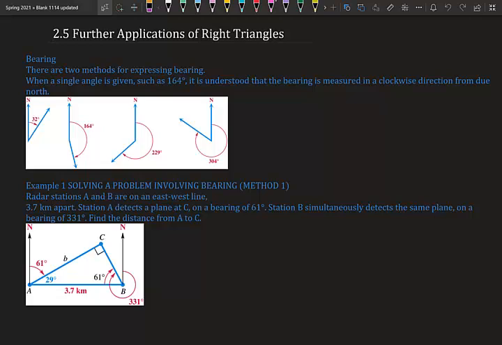So bearing. There are two methods for expressing bearing. When a single angle is given, such as 164 degrees, it is understood that the bearing is measured in a clockwise direction from due north. Meaning it moves this way, down, from north. And remember, it's never eat soggy waffles.